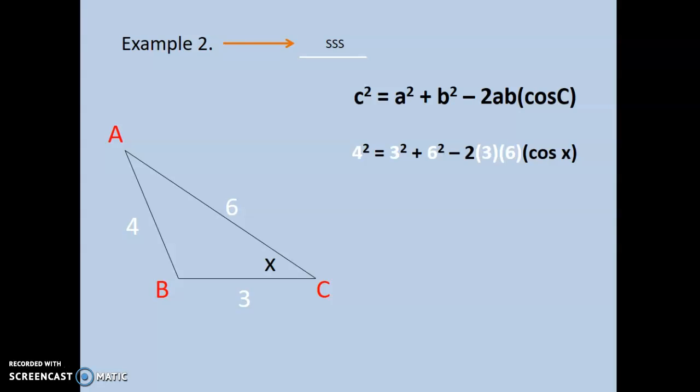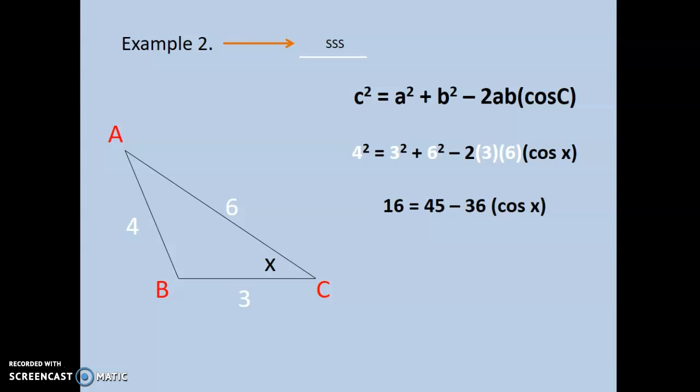Okay, in this case, you cannot just put all the values into your calculator and solve. There has to be some work. So what's going to happen is you're going to square a certain thing. So you have 4 squared is 16, that's the first thing, equals, then the 45 comes from 3 squared plus 6 squared, right? And then the negative 36 comes from negative 2 times 3 times 6.